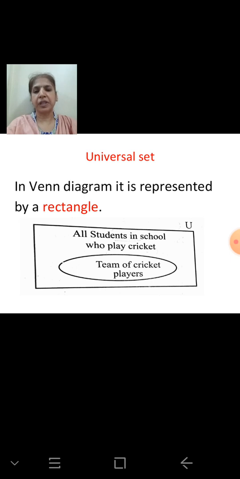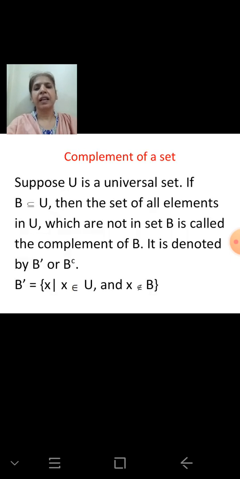Here's an example. For example, we are taking all the students in school who play cricket. That is our universal set. And we want to select a team of the cricket players. So from where will we select? From all the students in school who play cricket. So that is our universal set. From that only we will take the team of the best ones, and that will be the team of cricket players. So that is universal set represented by a rectangle.